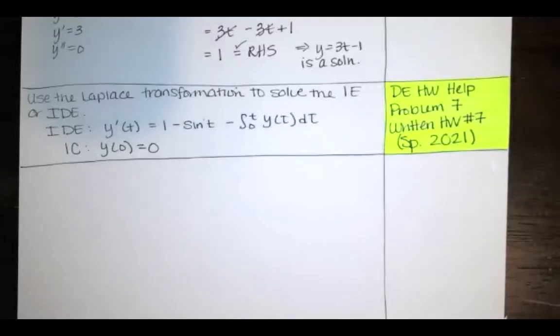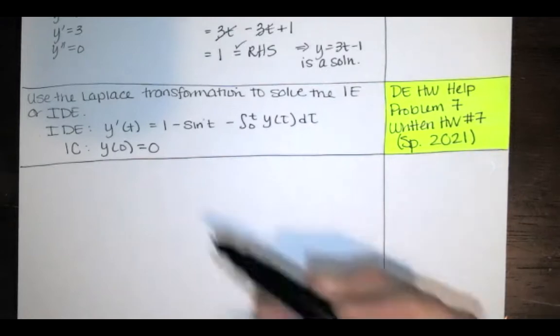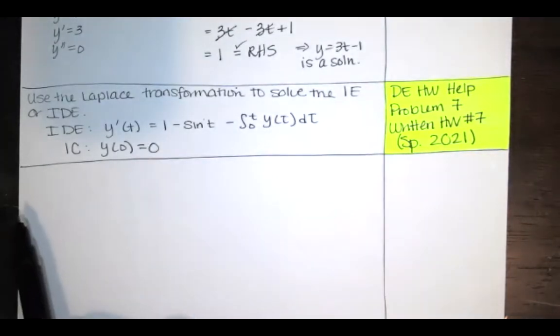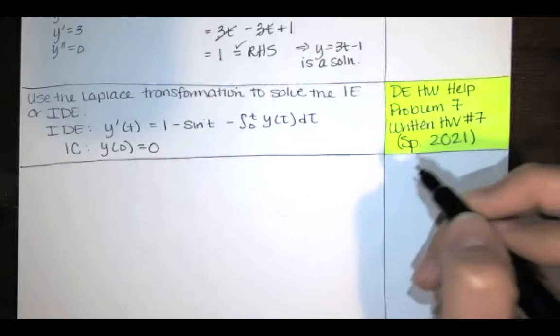In this video, we solve problem number 7 from written homework number 7 during the spring 2021 semester. This is just a homework problem featuring an integral differential equation along with an initial condition. We're asked to solve this equation subject to this initial condition using the Laplace transformation method.